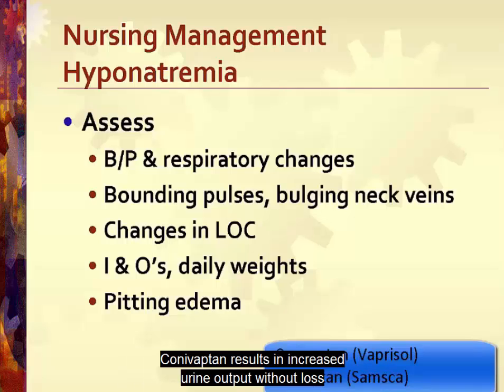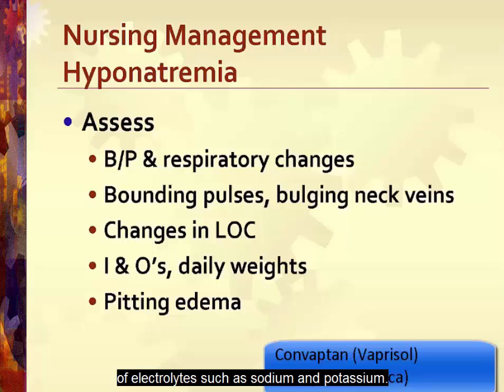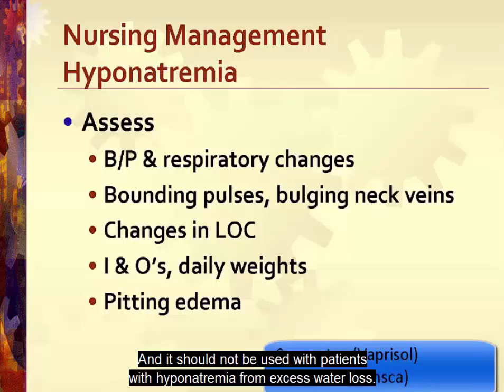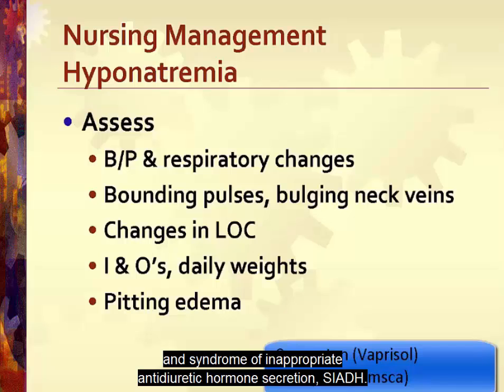Conivaptan results in increased urine output without loss of electrolytes such as sodium and potassium, and it should not be used in patients with hyponatremia from excess water loss. Tolvaptan is used to treat hyponatremia associated with heart failure, liver cirrhosis, and syndrome of inappropriate antidiuretic hormone secretion, SIADH.